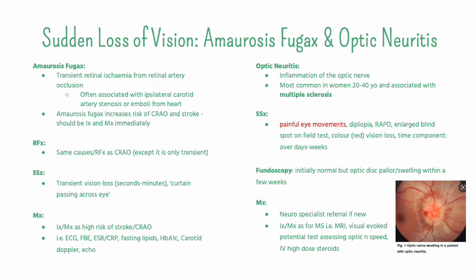So finally, we have amaurosis fugax and optic neuritis. Amaurosis fugax is also referred to as retinal TIA and is often associated with ipsilateral carotid artery stenosis or emboli from the heart. As the condition increases the risk of CRAO and stroke, it should be investigated and managed immediately. The risk factors are the same as for CRAO, and the signs and symptoms are a transient vision loss, so seconds to minutes, and a curtain passing across the eye. But this is more so of a buzzword for retinal detachment than it is for amaurosis fugax.